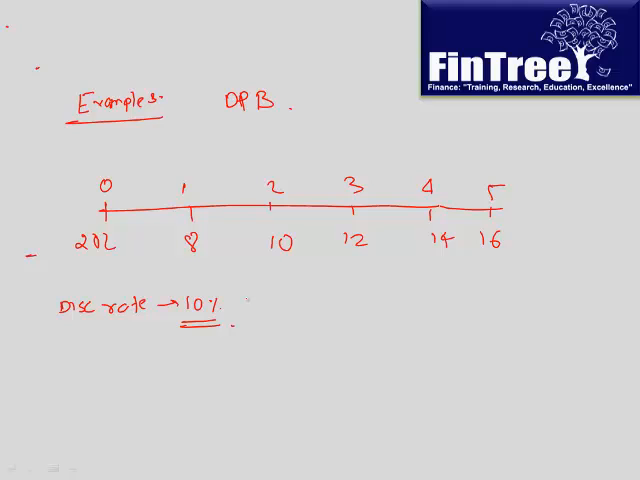Yes, anyone else? See, what you need to do is, the question is more or less the same as the payback period. The difference is that now, instead of 8, use 8 divided by 1.1, which would be how much? 7.27. Instead of 10, use 10 divided by 1.1 squared, which is 8.26. Then 12 divided by 1.1 cubed.